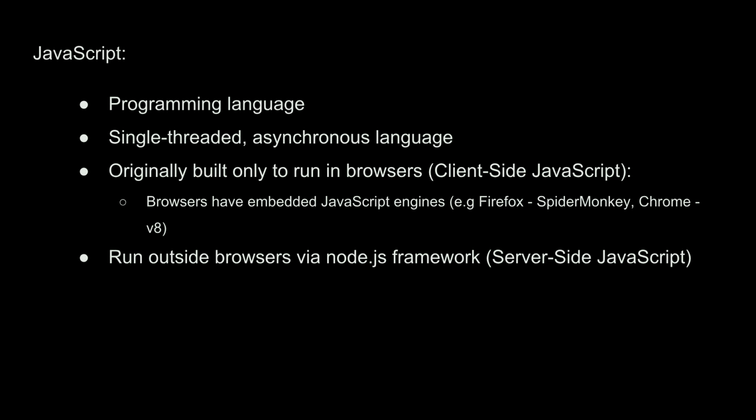So a brief history on JavaScript is JavaScript was originally built to run in the browser. And so browsers come embedded with JavaScript engines. And JavaScript engines in this case are responsible for executing JavaScript code. So some examples are SpiderMonkey in Firefox, and the V8 engine in Chrome, right?